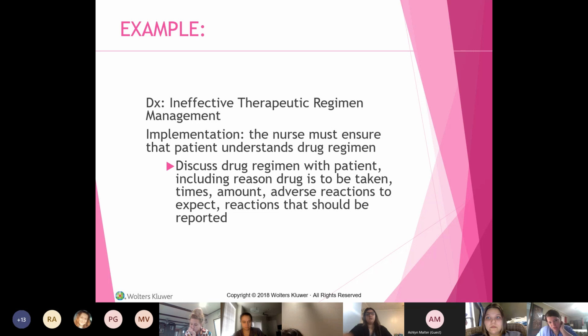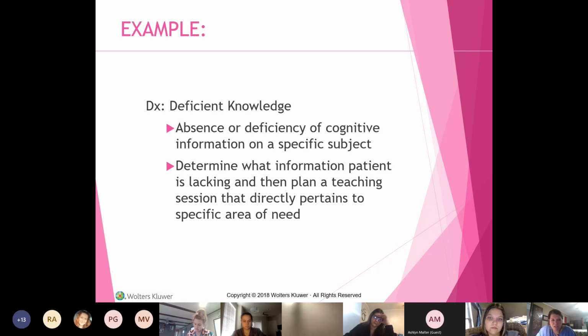So this is basically everything we talked about. If their diagnosis is ineffective therapeutic regimen, we're going to discuss the drug regimen. We're going to tell them all about why it's going to be taken, what to expect. If their diagnosis is deficient knowledge, we're going to determine what information the patient is lacking and plan a teaching session that directly pertains to the area of need. We're not going to just talk for 2 hours about all of the stuff that they need to know if really their area of knowledge deficit is just knowing how to give the injection. We're going to hone in on what they need to know.